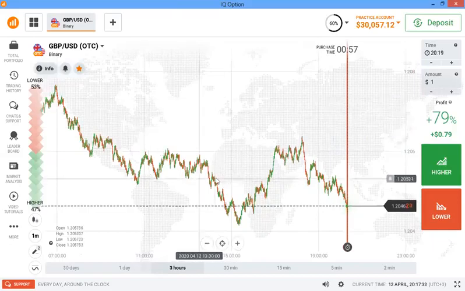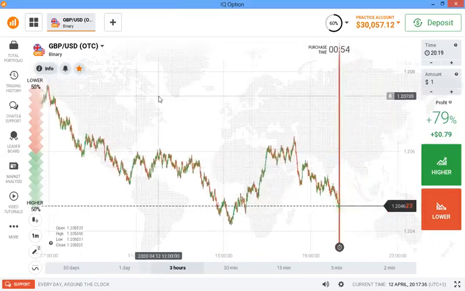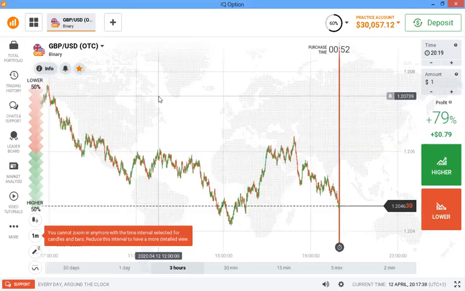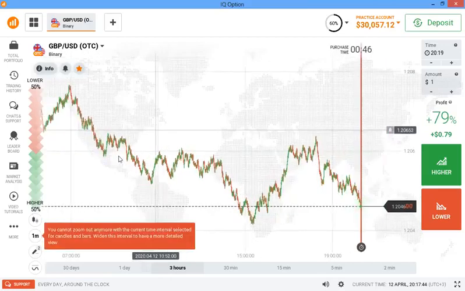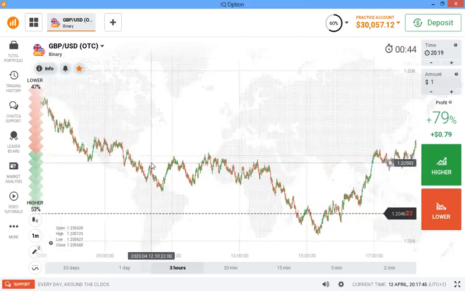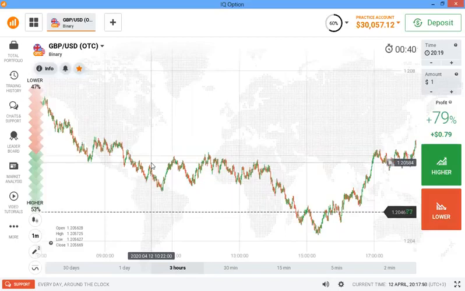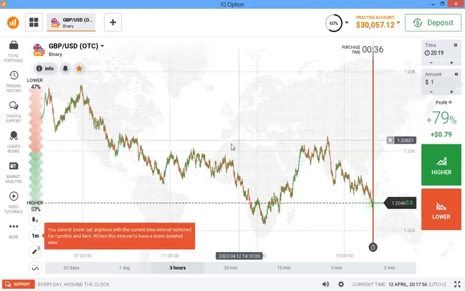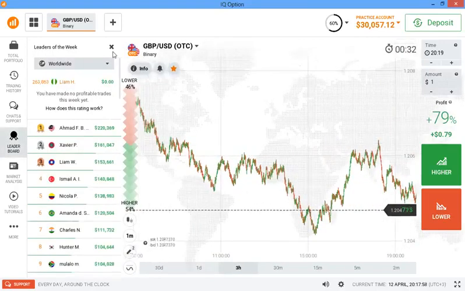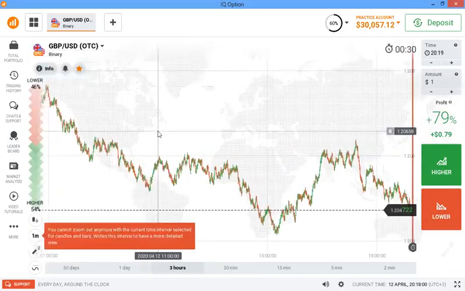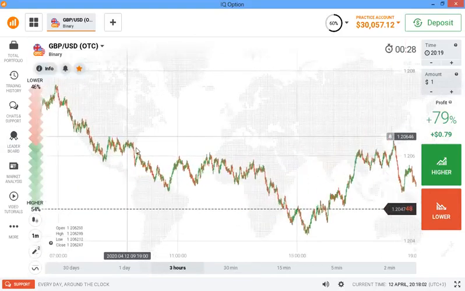As I was saying, this is GBP USD. So before you start trading on this chart, firstly you check on the market situation, what you find on this chart here, what you find on this chart.